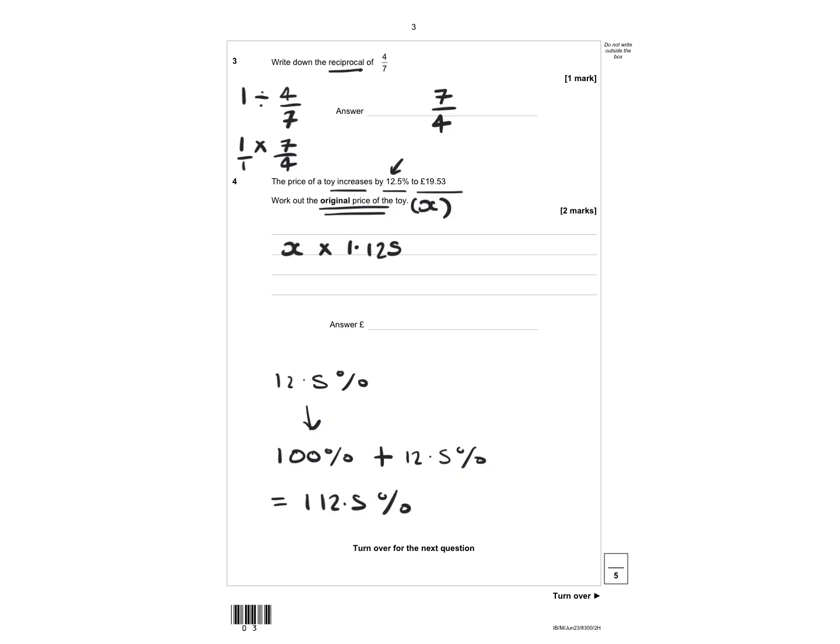Now, when you increase by the 12.5%, you get £19.53. So X is going to equal £19.53 divided by 1.125. And if we input that into the calculator, we get an answer of £17.36, which we'll fill in on the answer line here, £17.36.